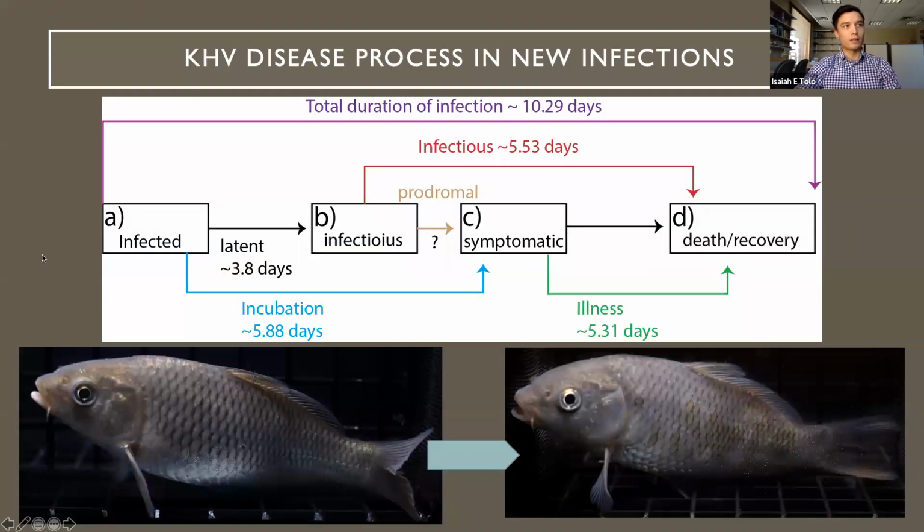Another thing that was nice about this trial is that it kind of let us look at the disease process of KHV in carp. Kind of what happens between carp getting a new infection to the point where it actually dies. What does that disease process look like? So I won't go into all of this, but it's really interesting because it's useful for disease modeling, and that's something that we hope to be able to do with this information.